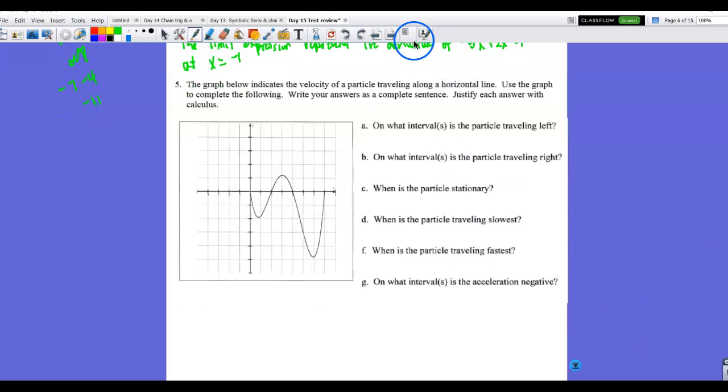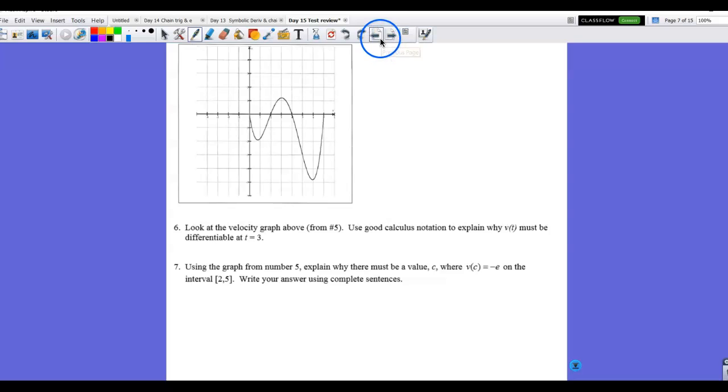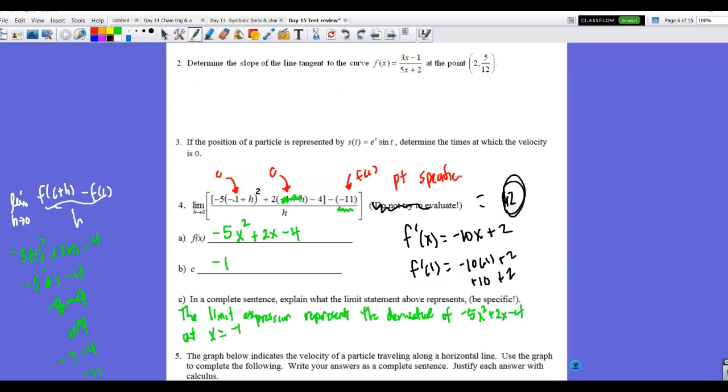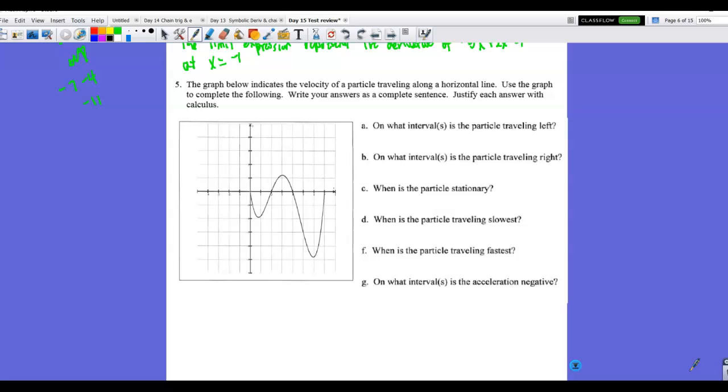Okay, is this the last thing or not the last thing? It's not. This is really, really important, so focus. The graph below indicates the velocity, so I'm going to write that onto my graph. The velocity of a particle traveling along a horizontal line. Use calculus to complete the following. Write your answers as a complete sentence, justify with calculus. Now, I probably will not write complete sentences for number 1 time and number 2 space.